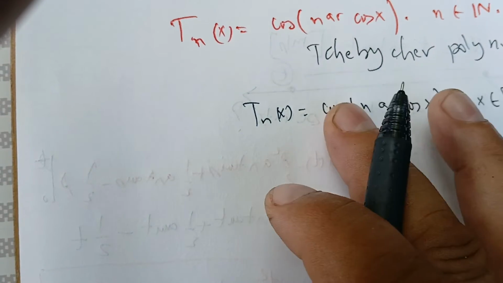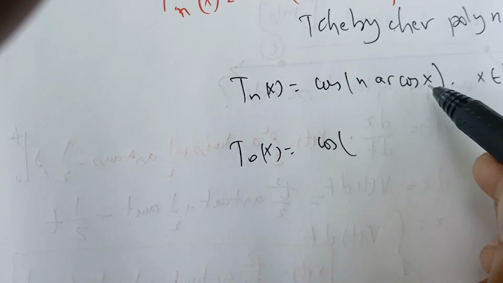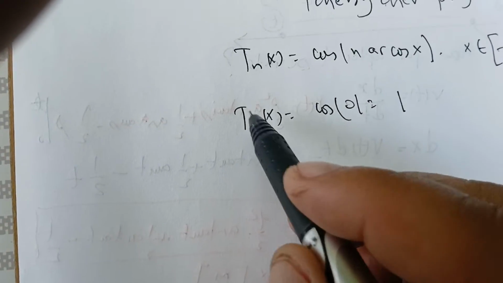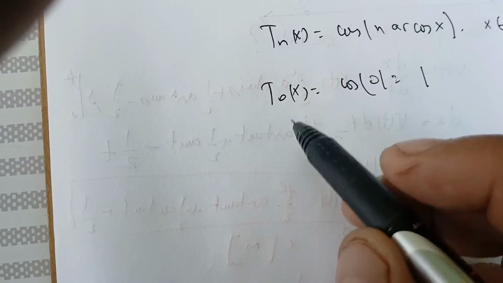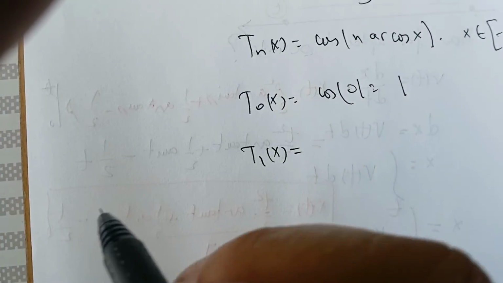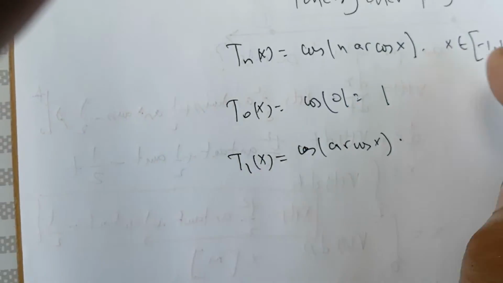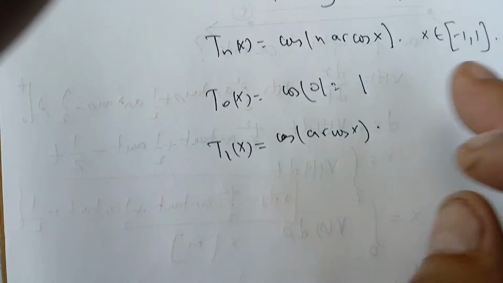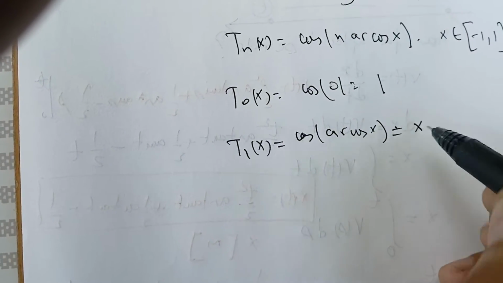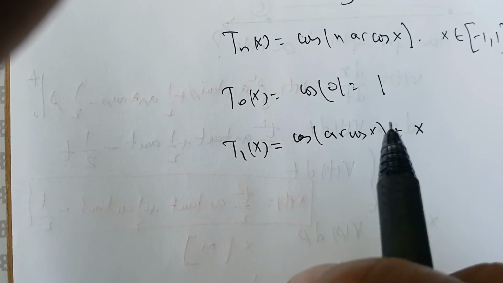The first thing that we can do is when n is 0, so T0 of x is the cosine of 0 times the arc cosine, which is 0. The cosine of 0 is 1. So our first element of these polynomials is 1. Now let's find the polynomial of order 1. We have the cosine of arc cosine of x. Since x is in [-1, 1], and these two functions are the inverse of each other, we get x. So the polynomial of order 1 is x.